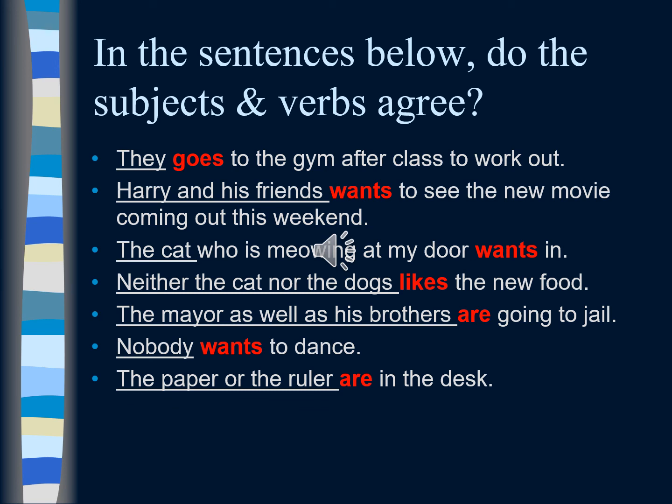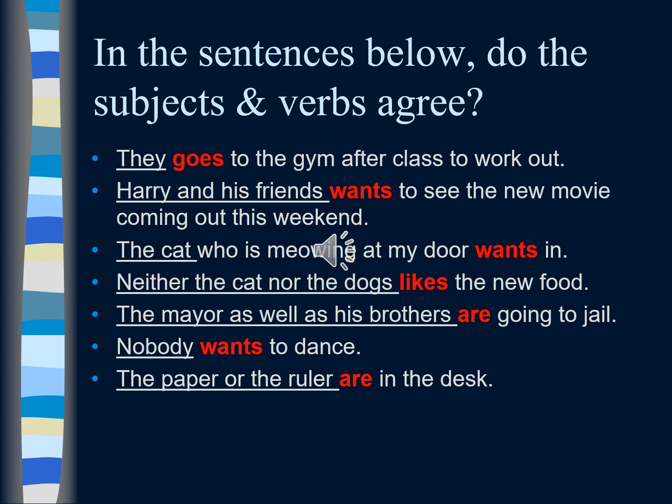All right, so let's look at these. Some of them were a little bit tricky. You had to really determine what the subject was and then identify the verb and make sure that they were in agreement. All right, so the first one, they, goes. Your subject is they. Your verb is goes. They is plural and goes is singular. So therefore, they do not agree. It should be they and go.